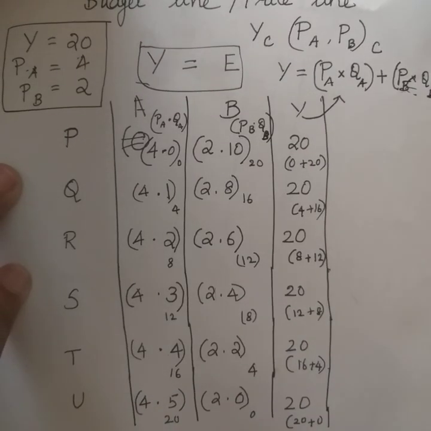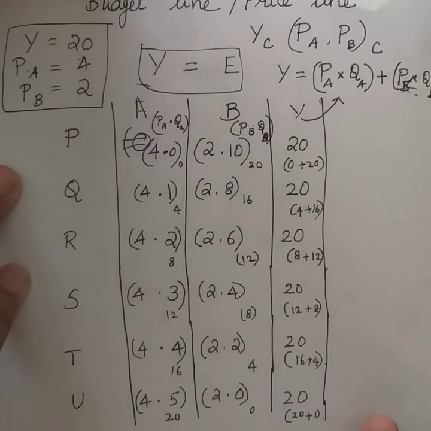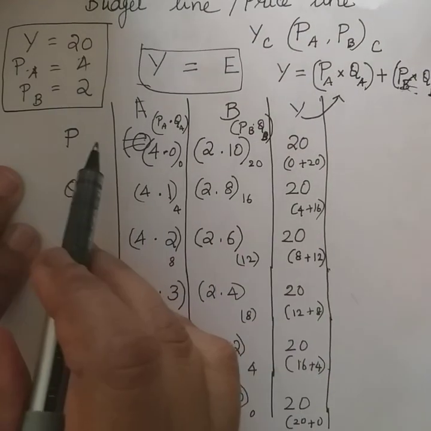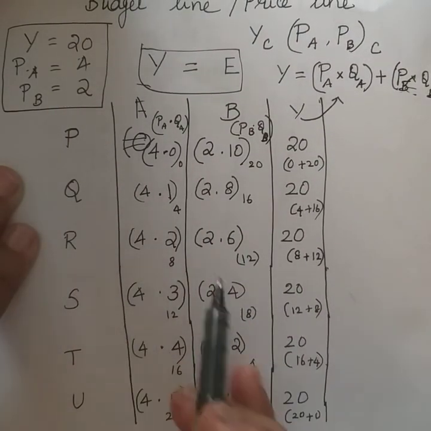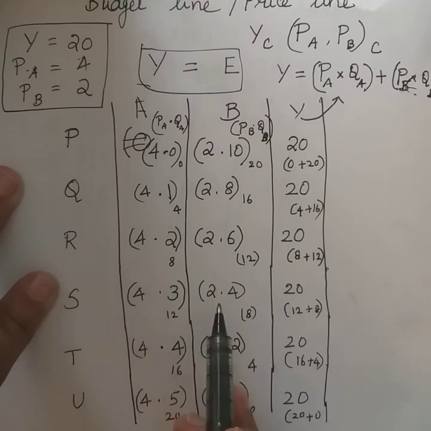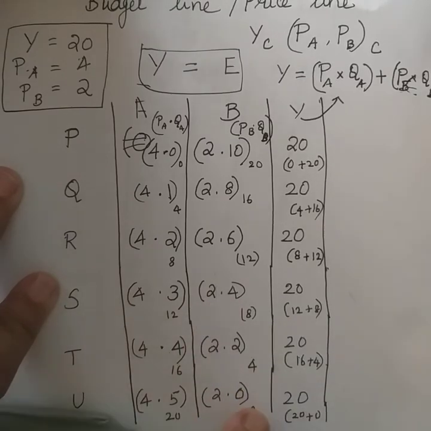These are the combinations which the consumer would actually love to have, because the person will be spending the entire income on the purchase of such commodities. Since the entire income is spent on the purchase of the commodities, the consumer choices will lie on the budget line, or it will lie on the price line.